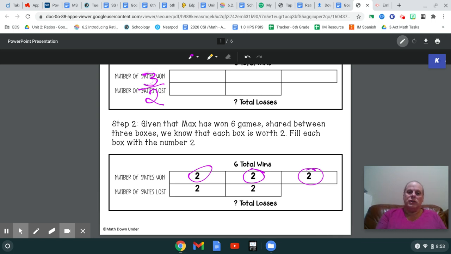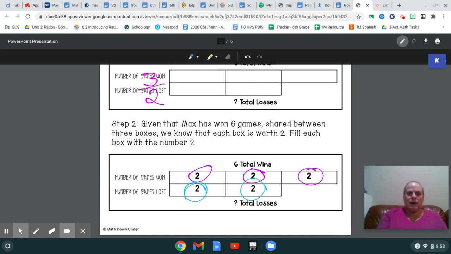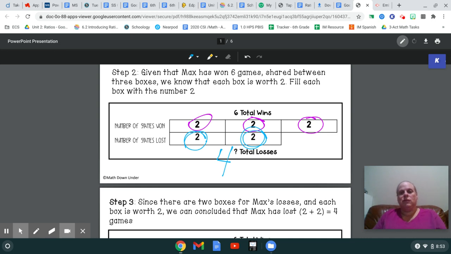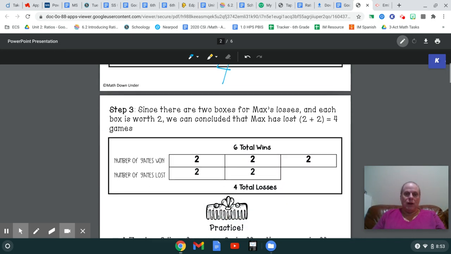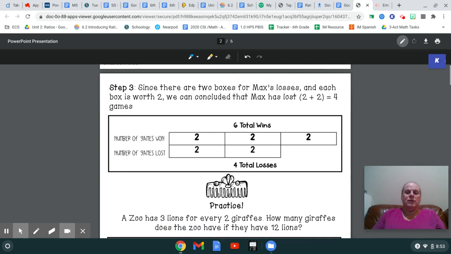Then we're also going to put 2's in the bottom boxes. So we're going to put a 2 here and a 2 here, and those represent his losses. So what are his total losses? 4. So when he has 6 total wins, he will have 4 total losses. All right, that's how we can solve for that one. All right, so that's an example.